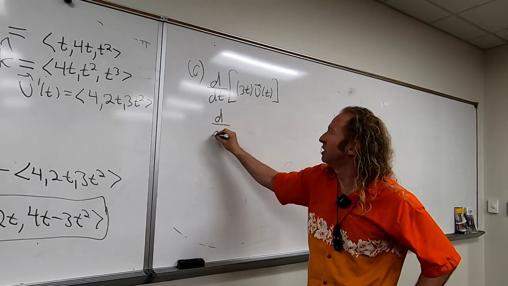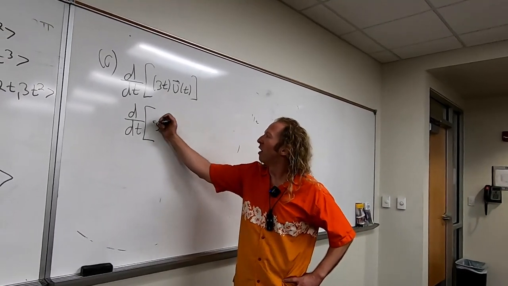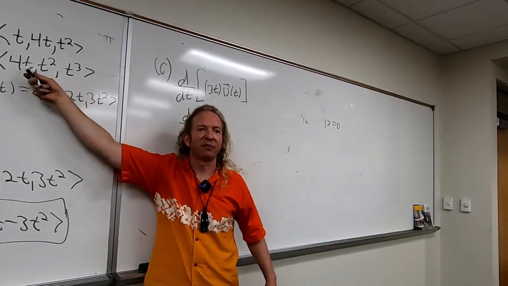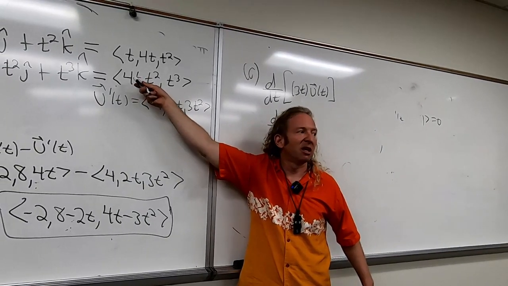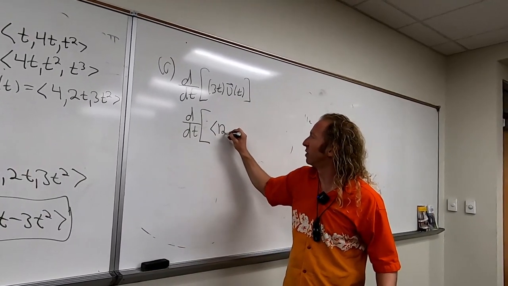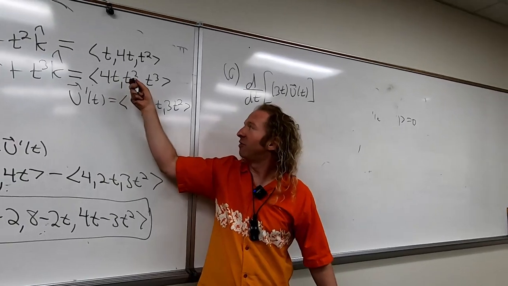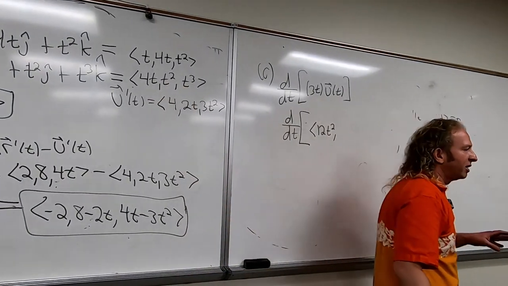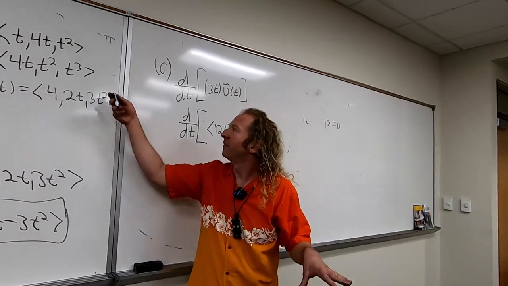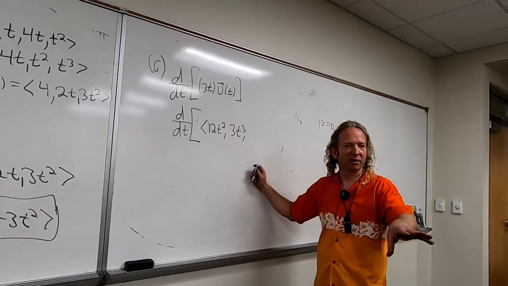Let's distribute it first. So d/dt, continuing with our Leibniz notation, would be 3t times u. I'll skip the step. So 3t times 4t is 12t squared. I'm going to put it in a bracket like this, 12t squared. And 3t times t squared is 3t cubed. It's hard. It's late. And then 3t times t cubed is 3t to the fourth.